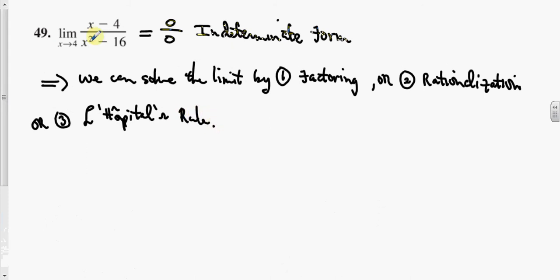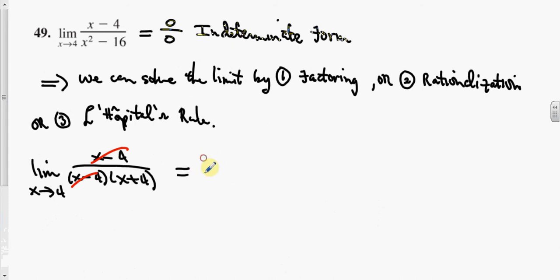Okay. Well, I can factor this denominator, so we just employ the first one, which is factoring. It's the limit as x approaches 4. You get x minus 4 in the numerator. You factor downstairs: x minus 4 times x plus 4. We can cancel, so the x minus 4's cancel out. You have left the limit as x approaches 4 of 1 over x plus 4. That just gives us 1 over 8.